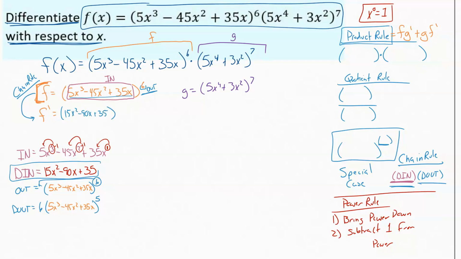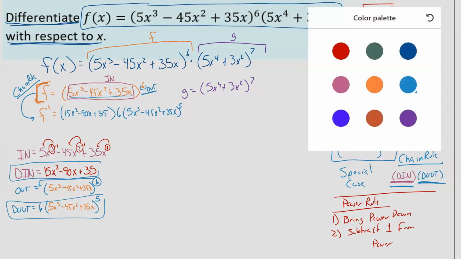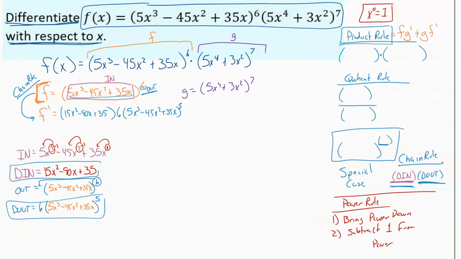And then I multiply that by the derivative of the outside, so the d out piece. And so that's going to be 6 times 5x cubed minus 45x squared plus 35x, and all of that to the 5th. So done with our f prime, and then to finish out all of our ingredients, all the things we need for our product rule, which is our primary rule, we need to go find g prime.